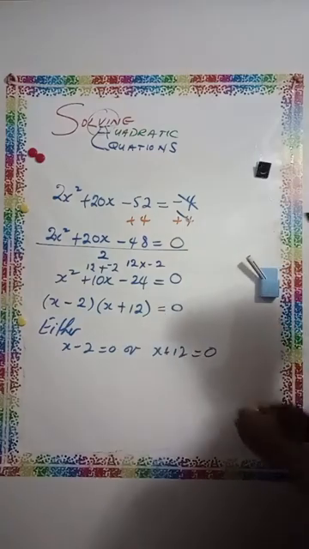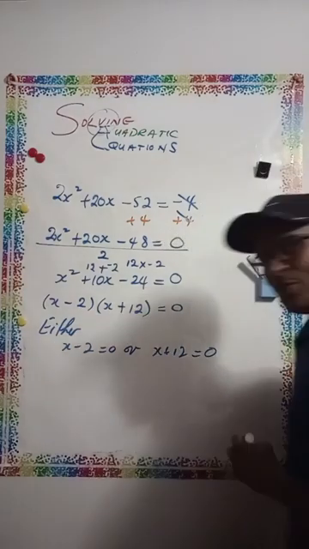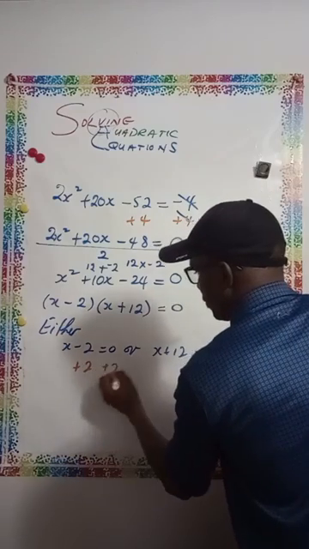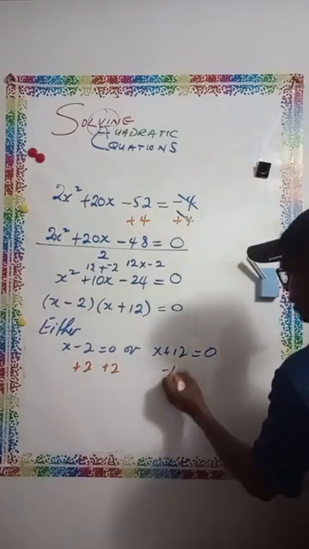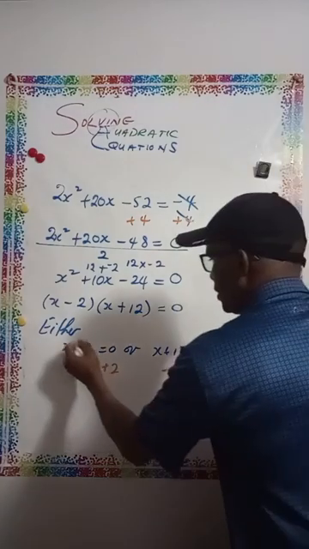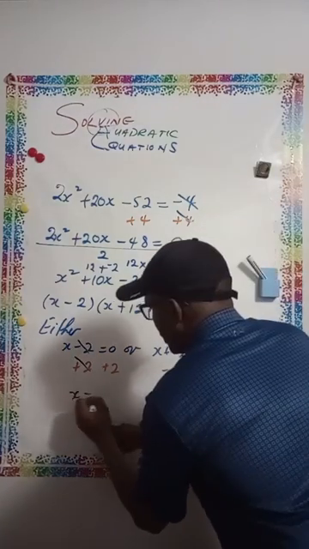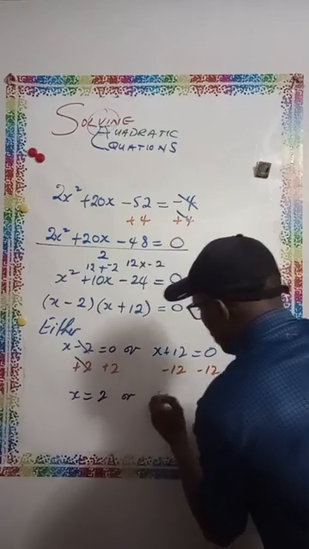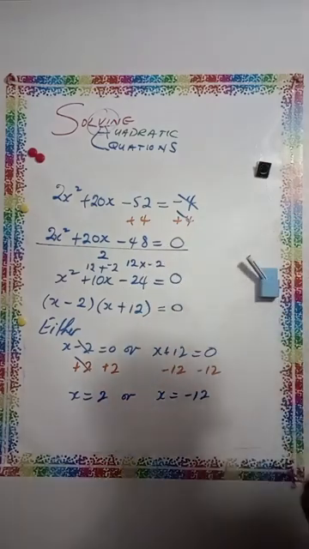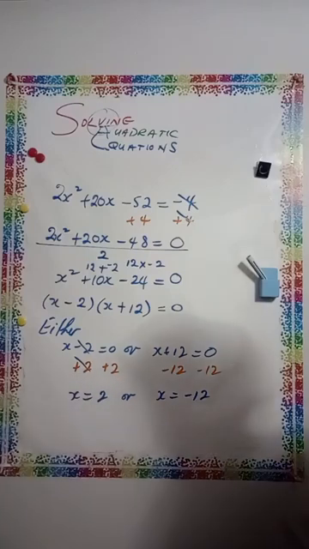And from there, we have to undo, right? So if you undo, negative 2 becomes plus 2, and if you undo 12 it becomes negative 12. From there, these are going to go, so you're going to have x equal to 2 or x equal to negative 12. And this is what you basically have to do when you're solving quadratic equations of this type.